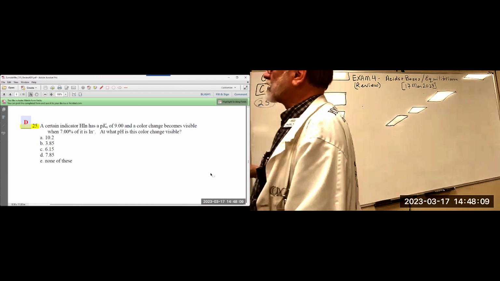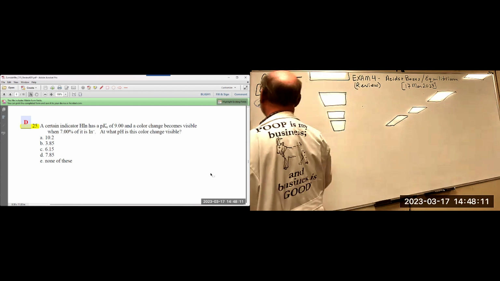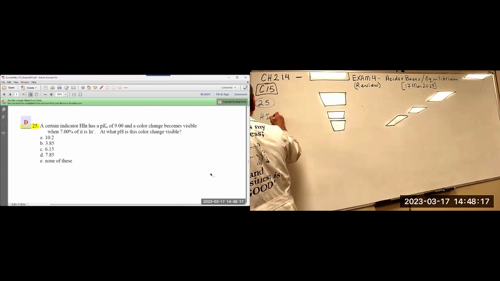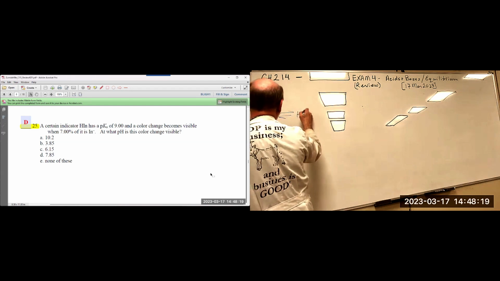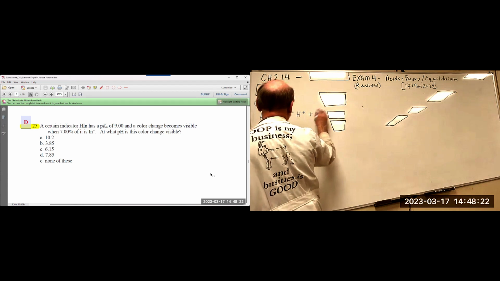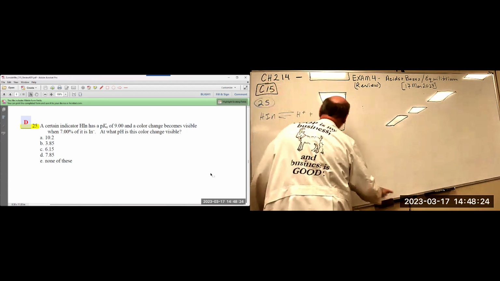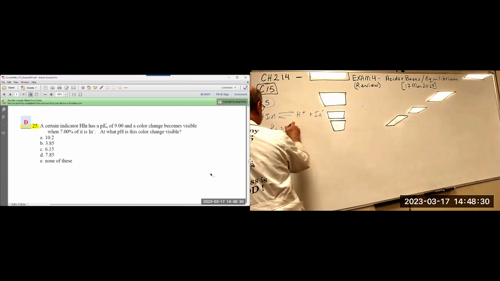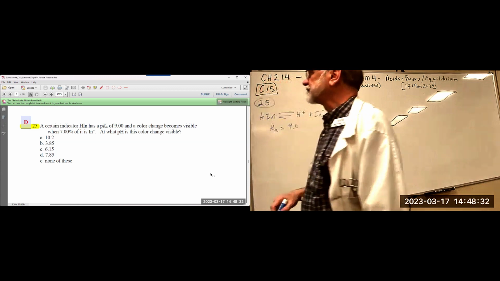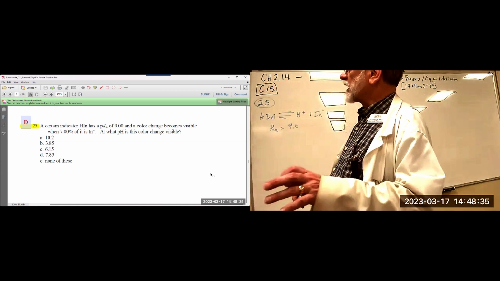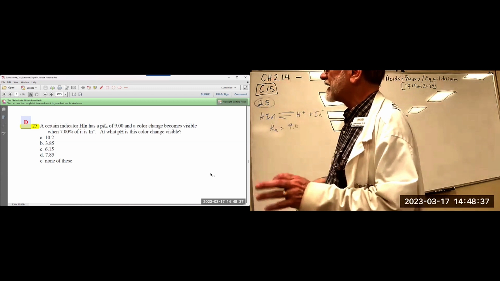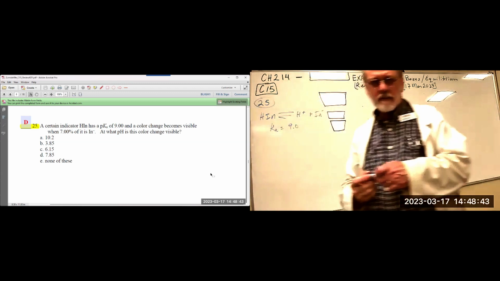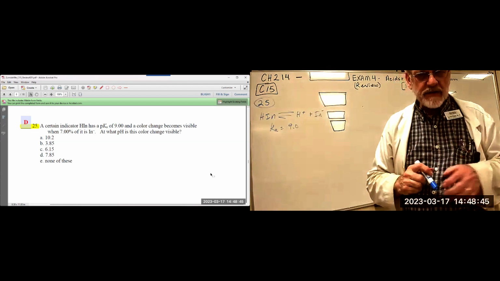All right, a certain indicator, HIN, has a pKa of 9. So the indicator is this, and it's going to dissociate into these. Oops, sorry. And the Ka is equal to 10^-9. Okay, color change becomes visible when 7% of it is IN minus. At what pH is this color change visible?